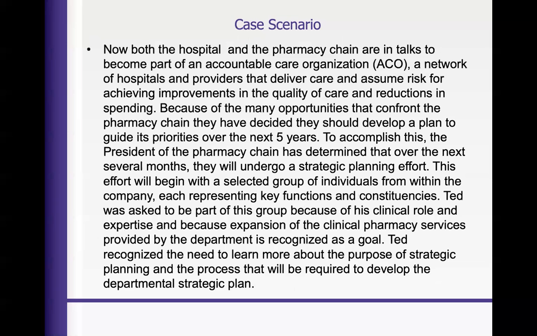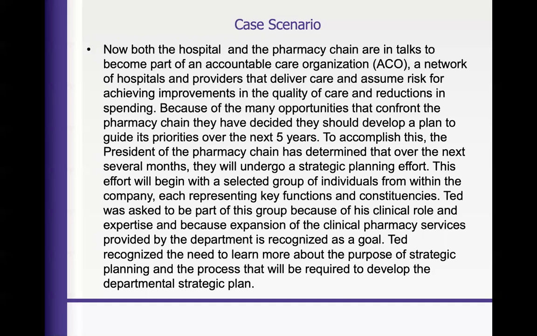Now, both the hospital and the pharmacy chain are in talks to be part of an accountable care organization, a network of hospitals and providers that deliver care and assume risk for achieving improvements in the quality of care and reductions in cost. Because of the many opportunities that confront the pharmacy chain, they decided they should develop a plan to guide its priorities over the next 5 years.